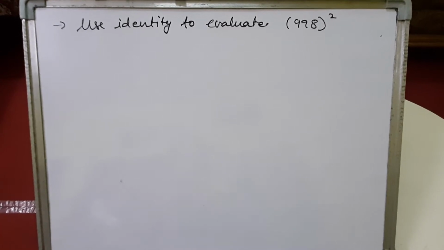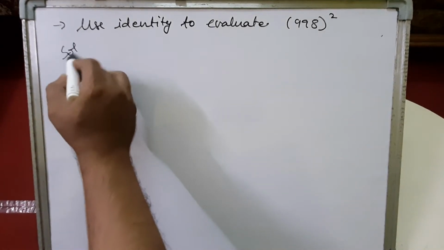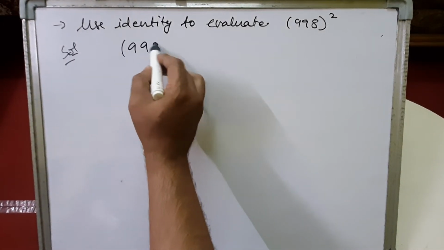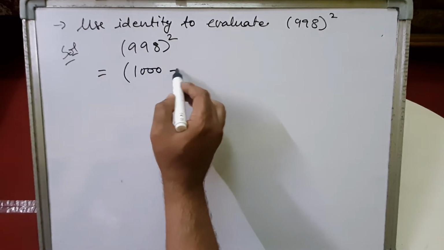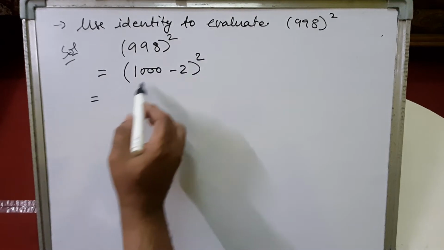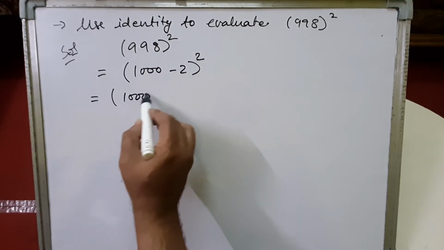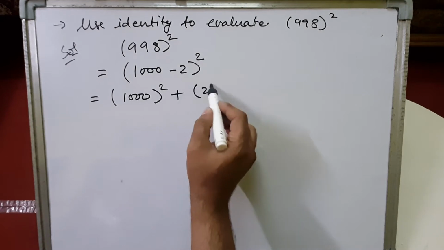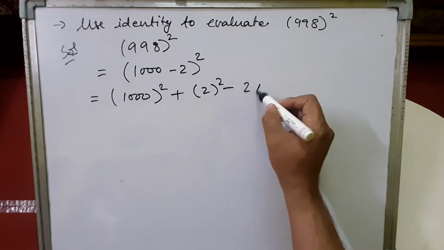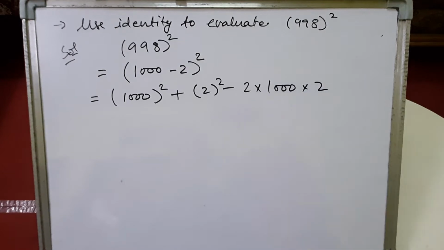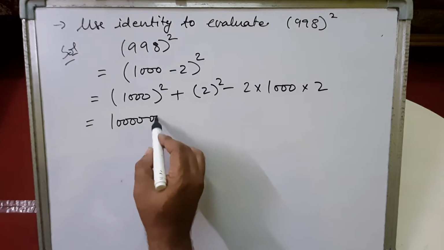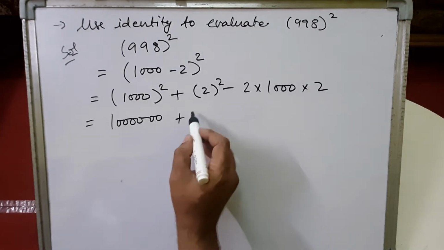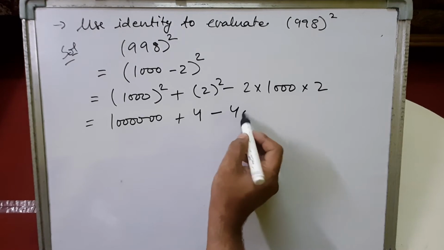Now let's see this sum. Here it is given that use identity to evaluate the value of 998 whole square. Alright. So this 998 whole square, if we have to calculate the value using formula, then 998 can be written as (1000 - 2) whole square. (a - b) whole square is a² + b² - 2ab. So this is 2 into 1000 into 2. Alright. So the square of 1000 will be 10 lakh plus 4 minus 4000.